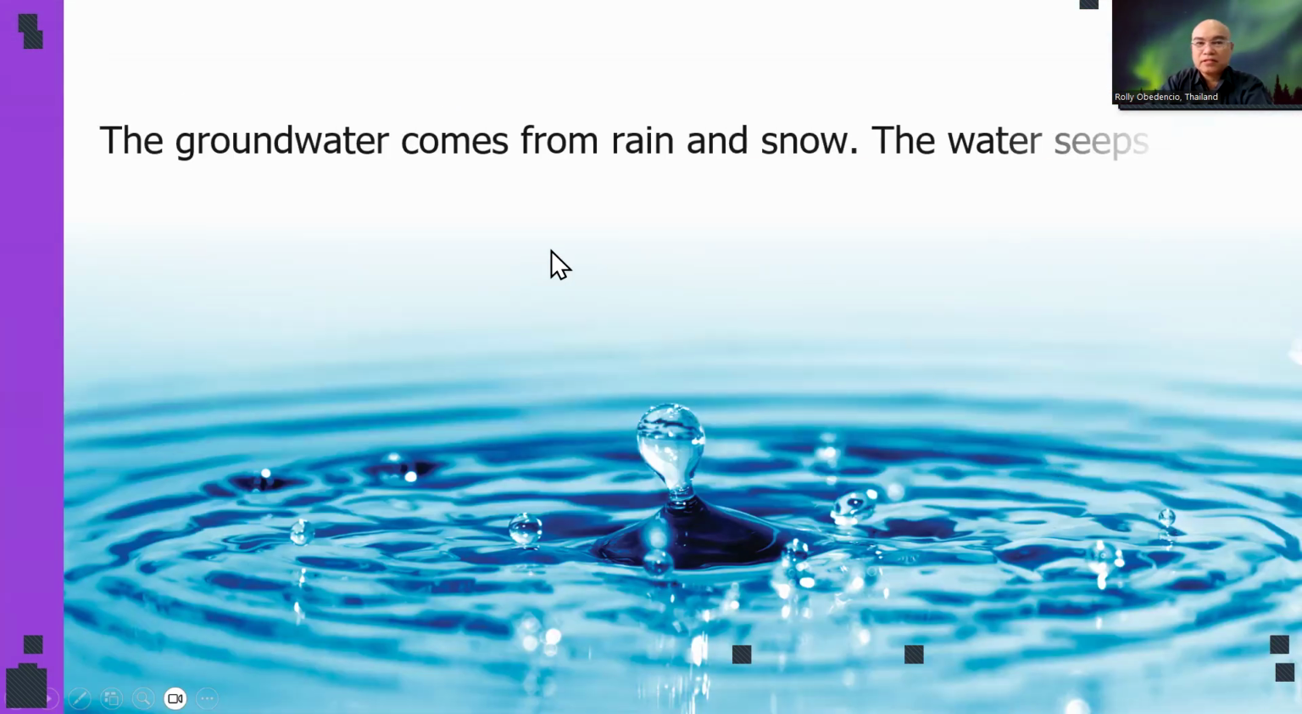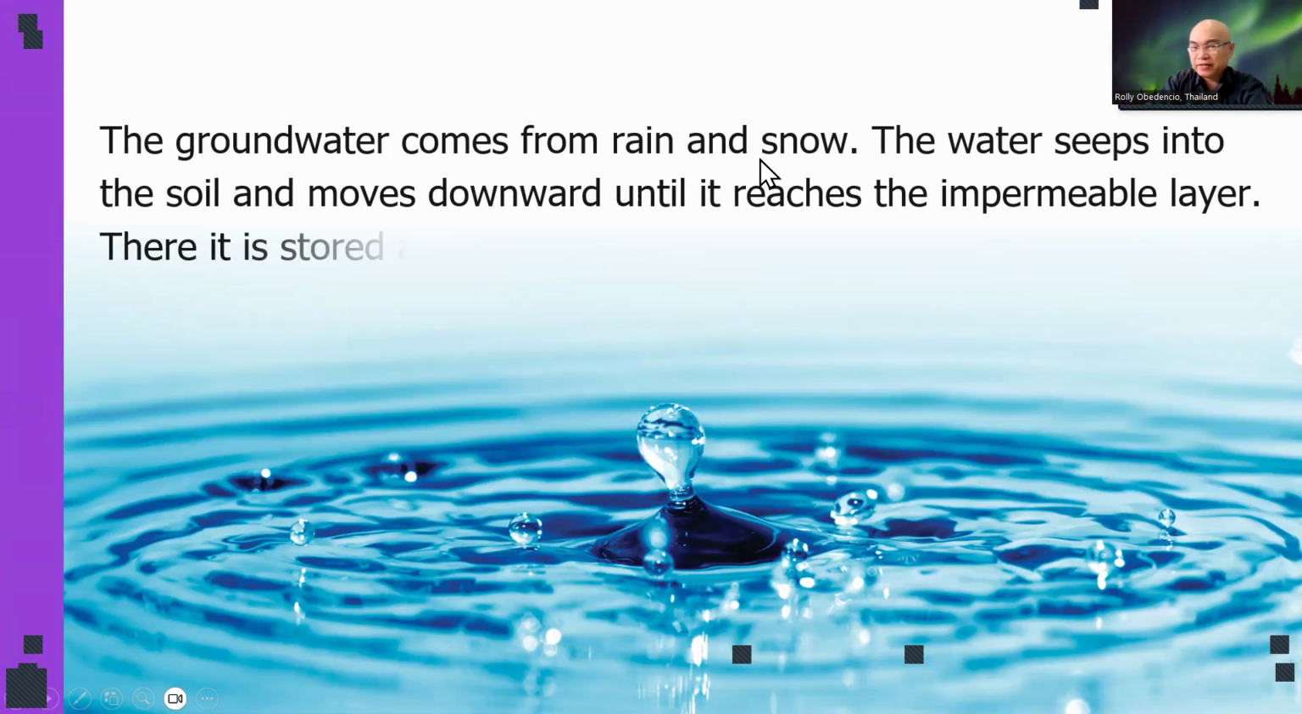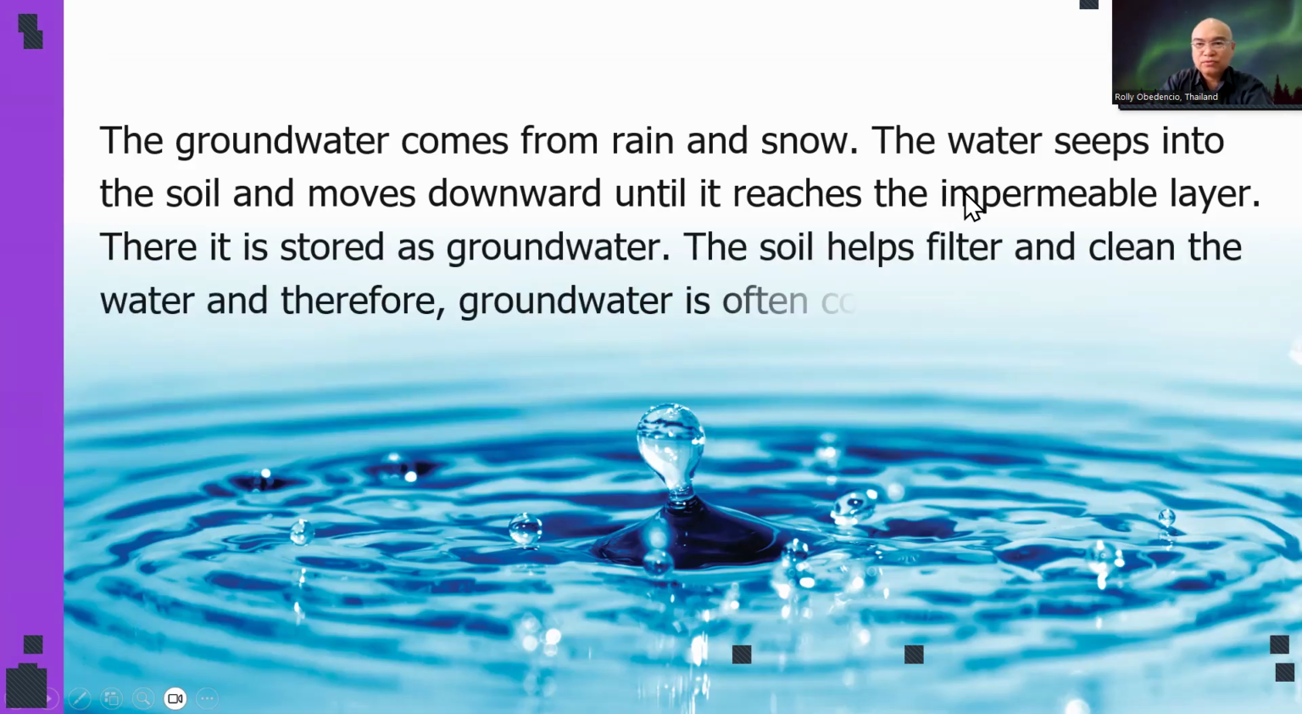Now, the groundwater comes from rain and snow. The water seeps into the soil and moves down until it reaches the impermeable layer. There it is stored as groundwater. The soil helps filter and clean the water, and therefore, groundwater is often considered clean.